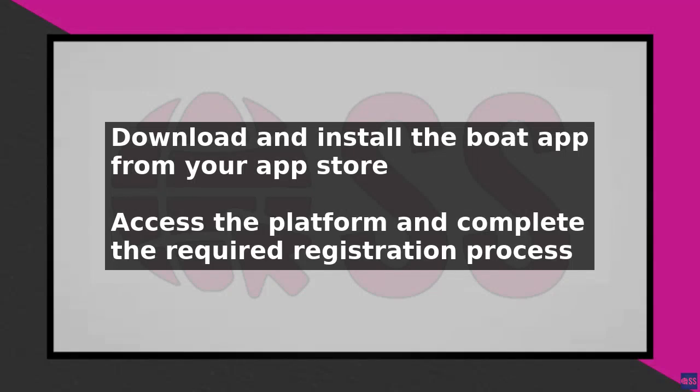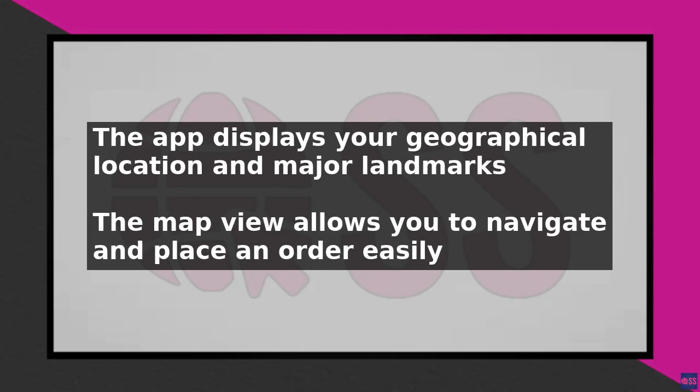To request a ride using the Boat app, first ensure you have access to the platform by downloading and installing it from your App Store. Once installed, you'll be guided through the required registration process. Upon accessing the home page, you'll see a display of your geographical location, including major landmarks in your map.